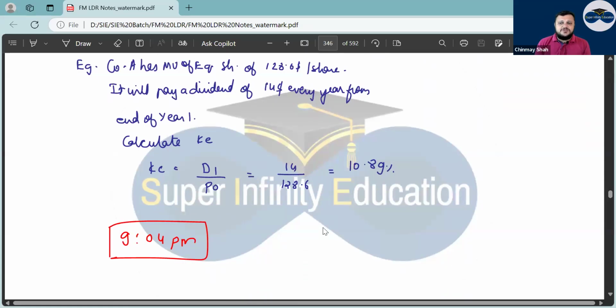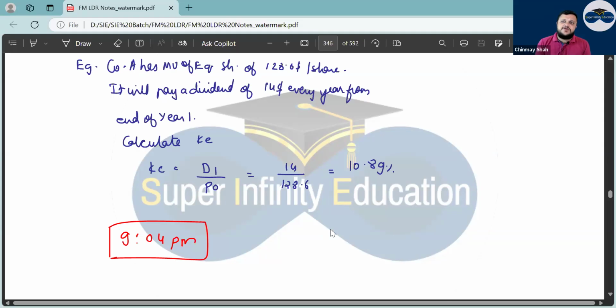So generally, what type of question comes up? D0 is given and it will say it will grow by 5% next year and that growth will be constant, correct? Or the amount will be constant up to perpetuity. In that case, D1 upon P0 will come. But if they say that the growth will be the same for the coming years, then it is with the growth part.